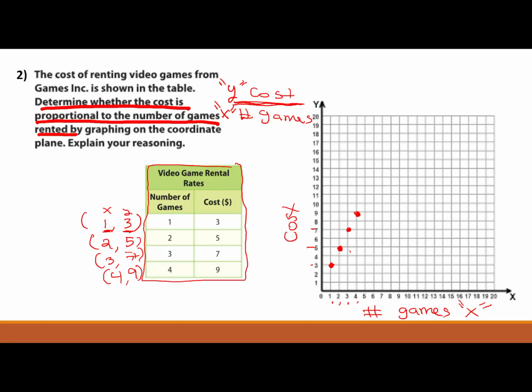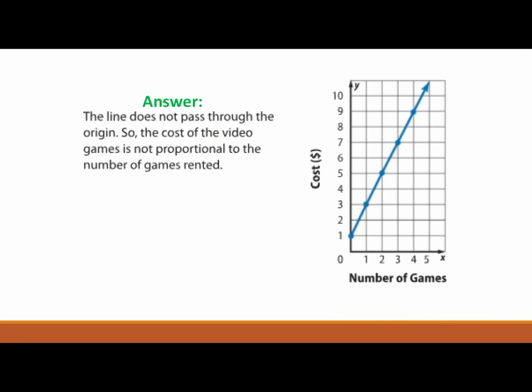Okay. Remember, it's proportional only if it's a straight line going through the origin. So we'll go ahead and connect the dots. And this line does not go through the origin. Even though it's a straight line, it does not go through the origin. So we can conclude that this line is not proportional. Let's go ahead and look at the explanation.